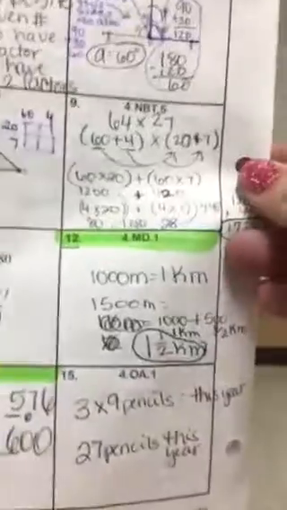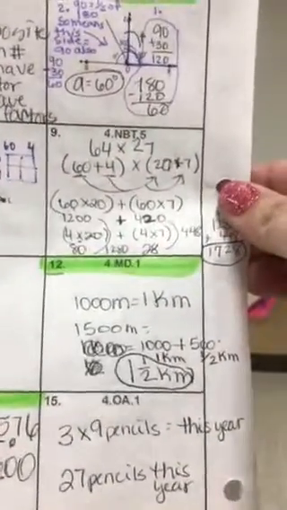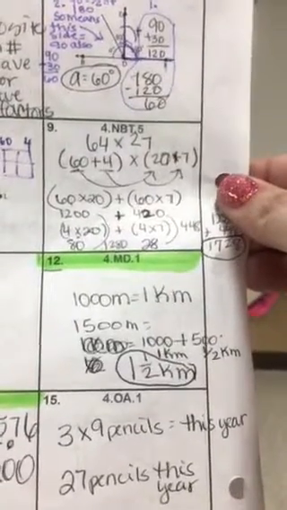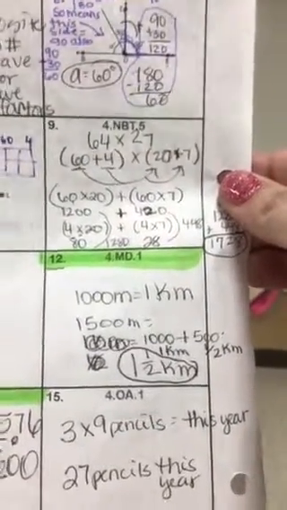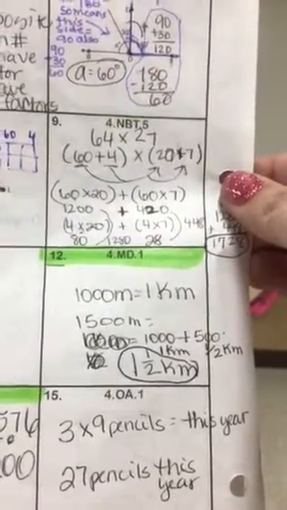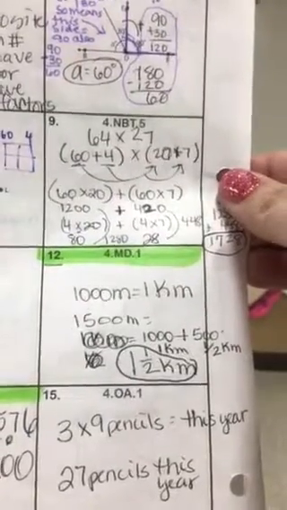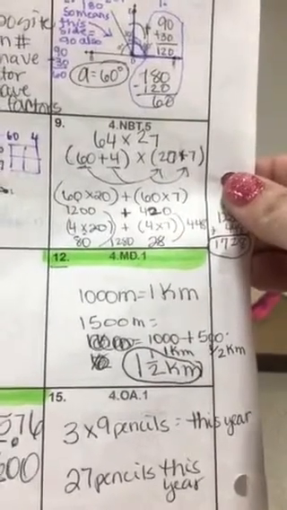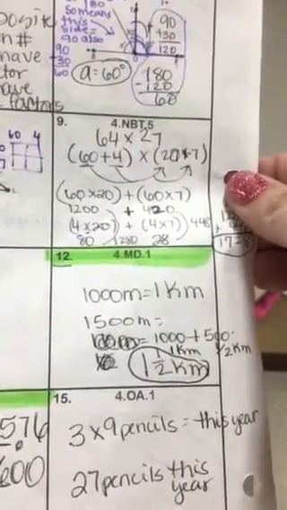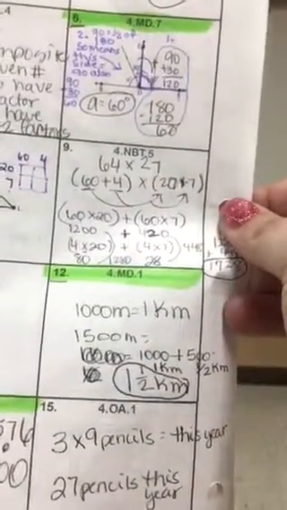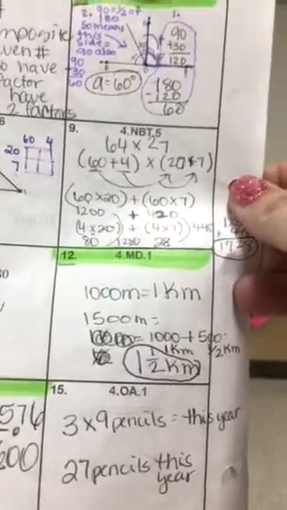On number 12, this one asked what 1,500 meters would equal in kilometers. What I told them to make sure that they were studying was that kilo being 1,000, 1 kilometer equals 1,000 meters. And then looking down here, 1,000 would be 1, so 500 would be a half. So just practicing some different conversions on that.